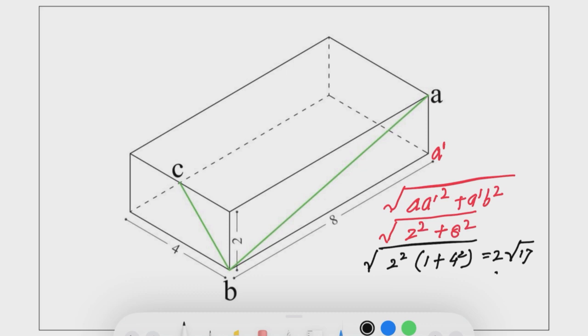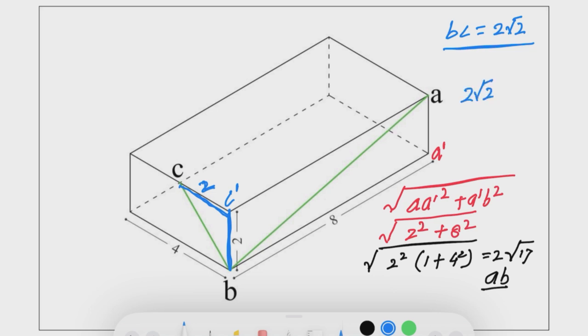This is the AB length. Now let's try to identify what will be the BC length. So for the BC length, let me draw a C dash. So this length is 2 and that length is 2. And we know when two equal lengths are given, the diagonal length or the hypotenuse length simply becomes a root 2. So therefore this will become 2 root 2. So now we have both the lengths with us. So the final answer with us is 2 root 2 plus 2 root 17. Clear everyone? Let's move to another question.